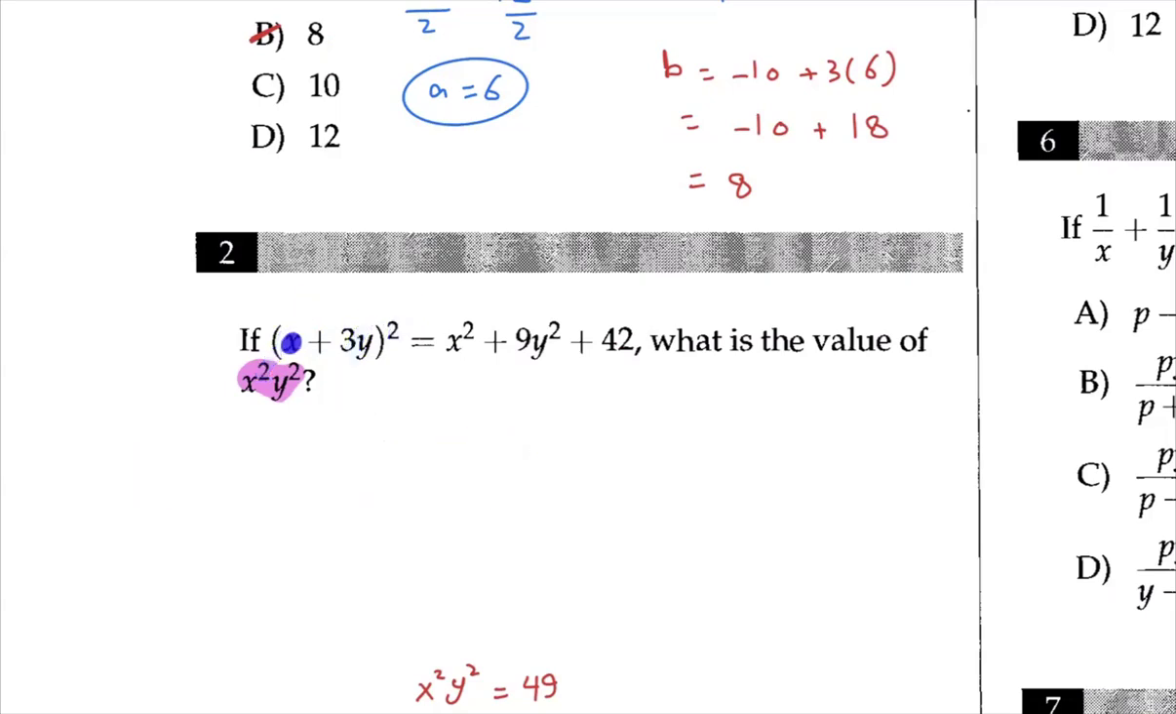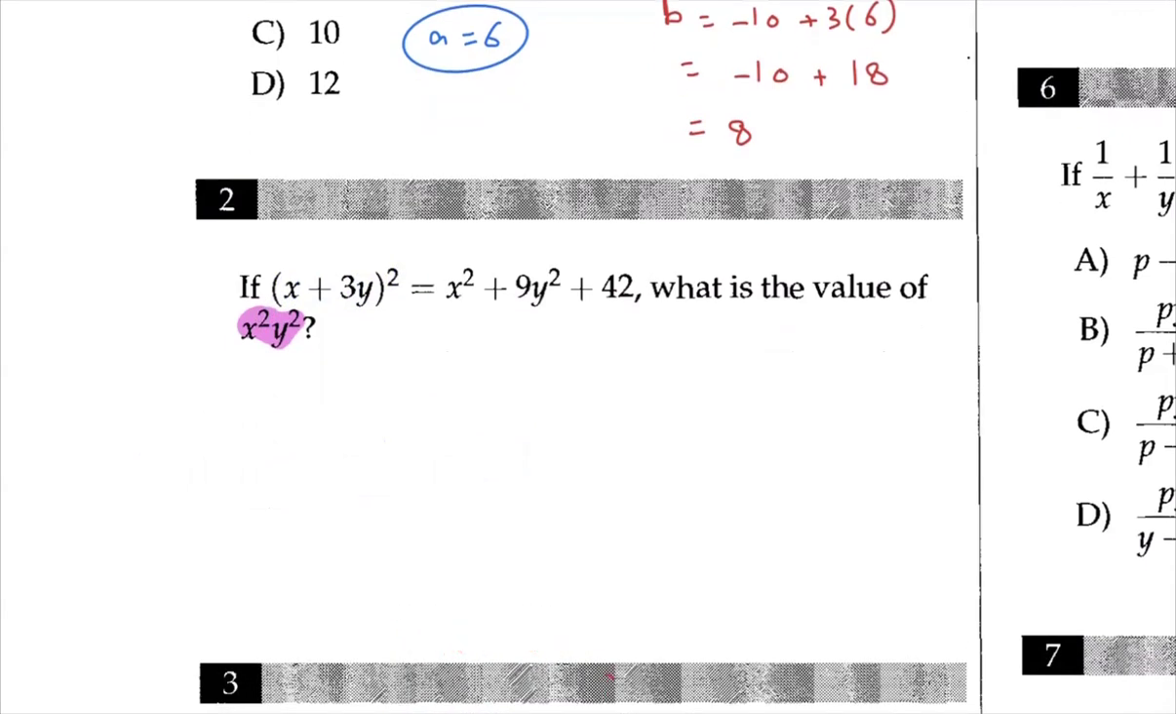So if you square the first term, x squared, it is x squared, and the middle term is what? First times second times 2, which is 2 times 3 times x times y. It will be 6xy, and the last term, it will be 3y squared, which is how much? 3 squared is 9, and it will be 9y squared. On the other side, we have x squared plus 9y squared plus 42.